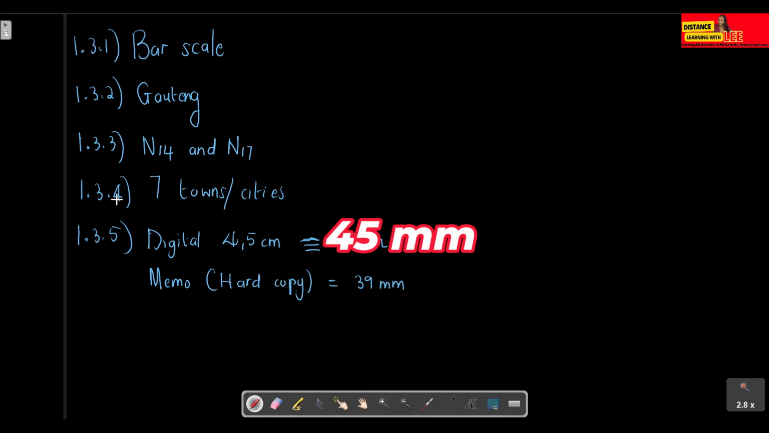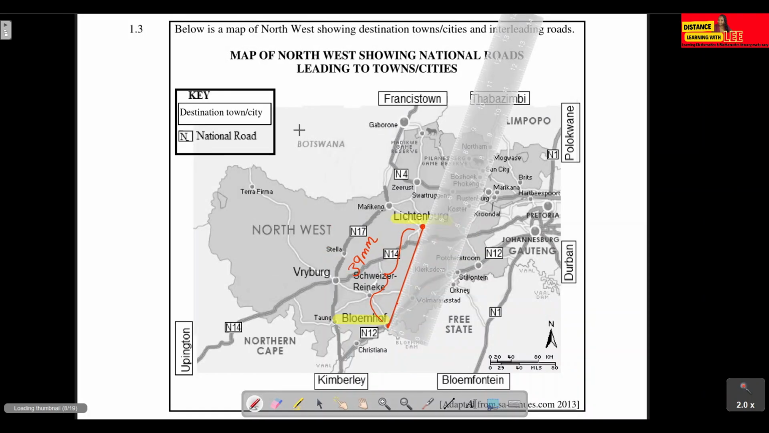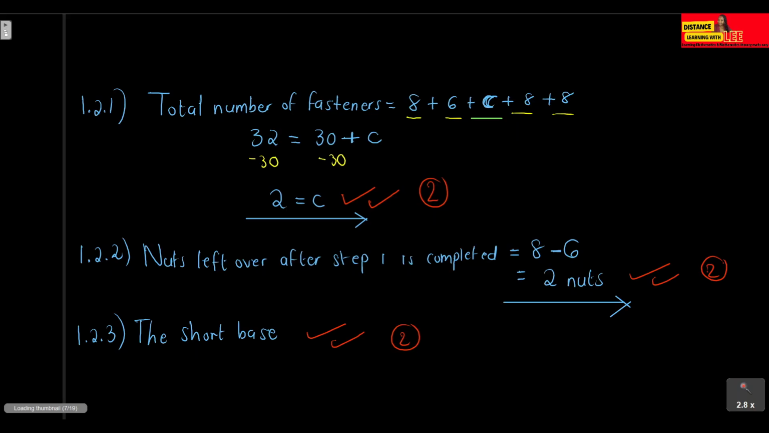So how will they mark this question quickly? They'll just give 2 marks for saying 39 centimeters. For question 1.3.4, you'll get 2 marks for saying that it's 2 towns, for saying 7 towns in total that we have here on the map. Question 1.3.3, that it's N14 and N17 is just 2 marks. Question 1.3.2, saying that the province that lies on the east is Gauteng. Question 1.3.1, that we have a bar scale that is given to us in this map. And guys, that is it for question 1.1.